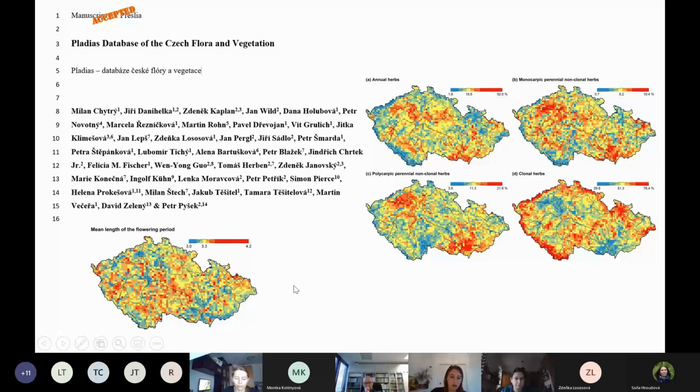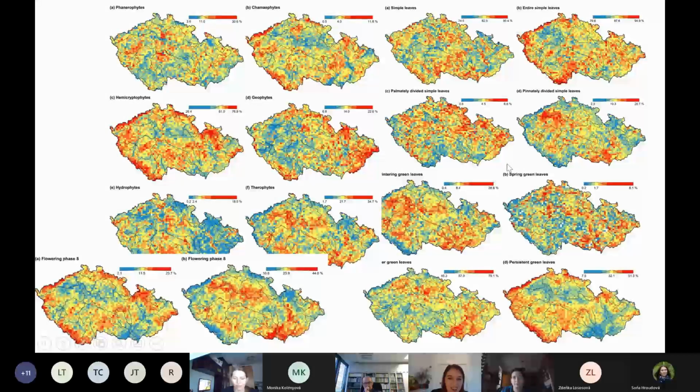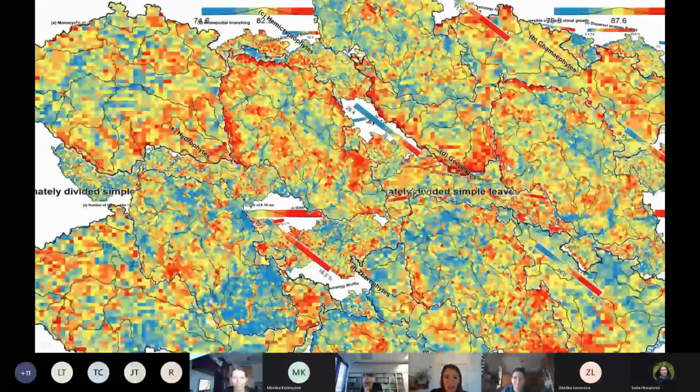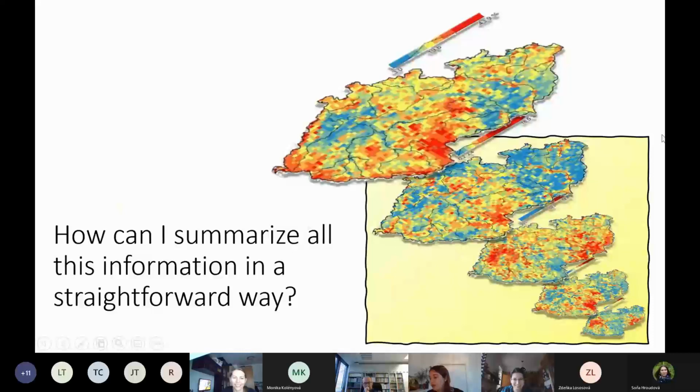So the color represents the mean of all species in that square. But the thing with this paper, which I was also invited to participate in, is that it has many and many of these maps. I didn't count, but I think it's hundreds. And you can imagine how difficult it was to get a holistic understanding of what was going on and how I can put together all of those traits. So how can I summarize all this information in a straightforward way?